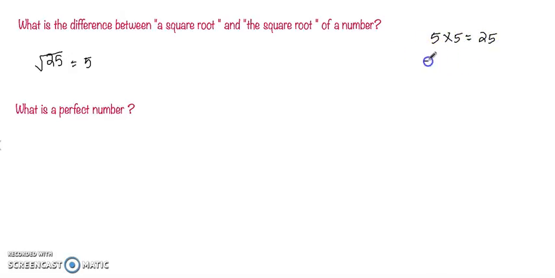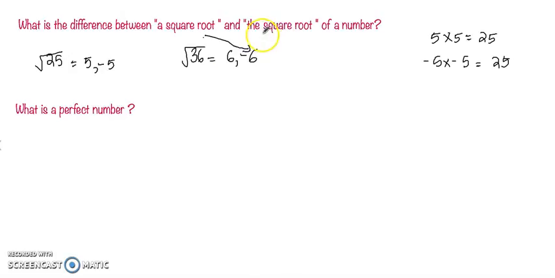But note that negative 5 times negative 5 also gives us 25. So in reality, the square root of 25 is not just 5, it's also negative 5. So there are two square roots for 25. For 36, the square root is positive 6 as well as negative 6. So there are two square roots. When I say what is a square root of 36, I can say positive 6 or negative 6. Negative 6 is a square root. Positive 6 is a square root.